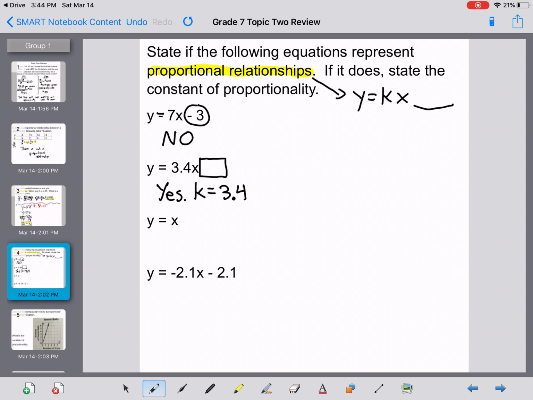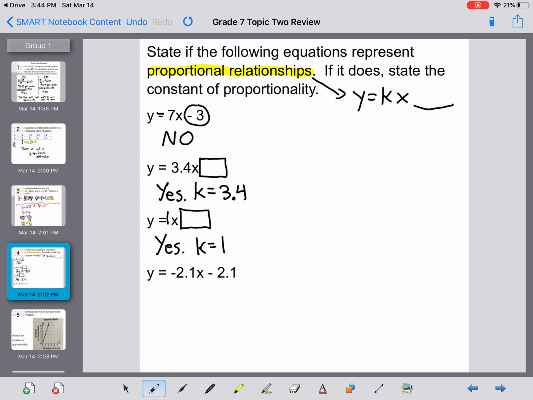In our next equation, we have y equals x. Again, there's no number added or subtracted on here, so yes, this would be a proportional relationship. And whenever you have y equals x, there's an imaginary 1 here. So in this case, our k would be equal to 1.